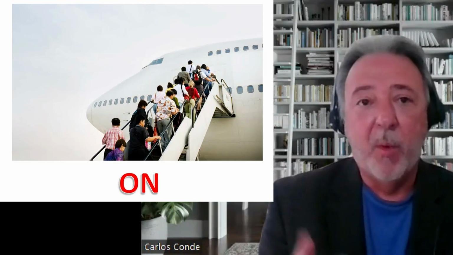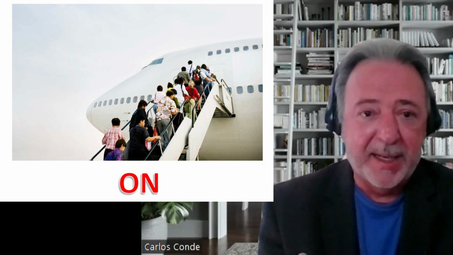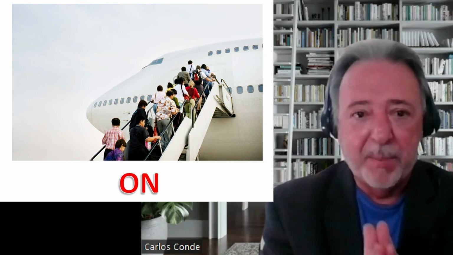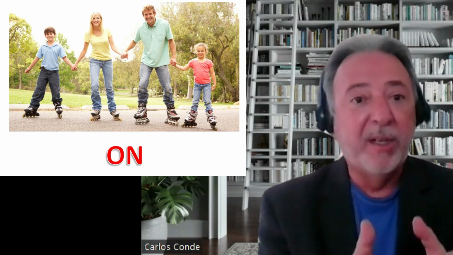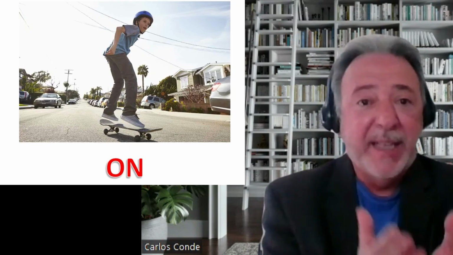Here's the thing. There's a rule of thumb. If you can get into a moving object where you can stand up, you're on. If you have to sit down, you're in. Okay? Now, every rule has exceptions, and I'll cover this in a second. But for example, we get on a plane. Why? Because you can stand up inside a plane. See? So you're on a plane. We get on roller skates. Okay? You get on a skateboard.